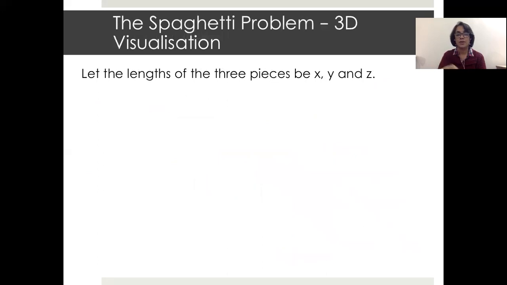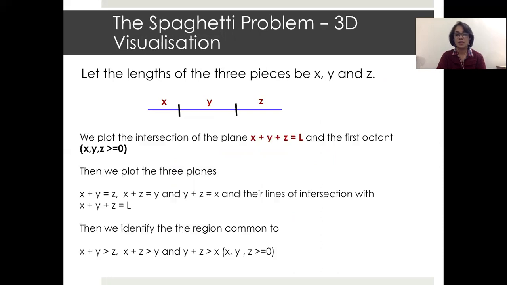So now, another way to interpret this problem is a 3D visualization, where you imagine that the lengths of the three pieces are x, y, and z. So suppose again, this is the spaghetti stick broken in two places, and let the three piece lengths be x, y, and z. Of course, x plus y plus z is equal to L. So what does this represent? x plus y plus z equal to L actually represents a plane in 3 dimensions.